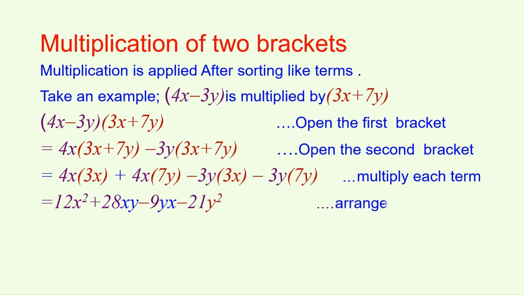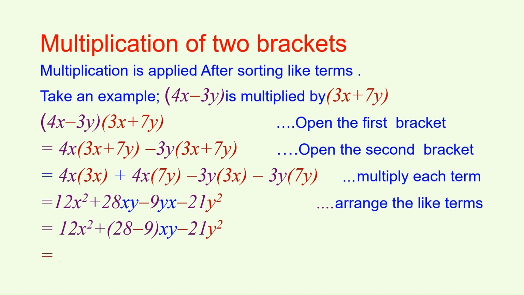Equals 12x squared plus 28xy minus 9yx minus 21y squared. Arrange the like terms. Equals 12x squared plus 28 minus 9xy minus 21y squared. Equals 12x squared plus 19xy minus 21y squared.